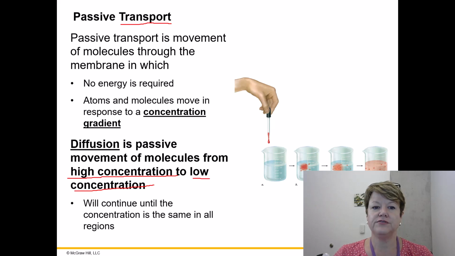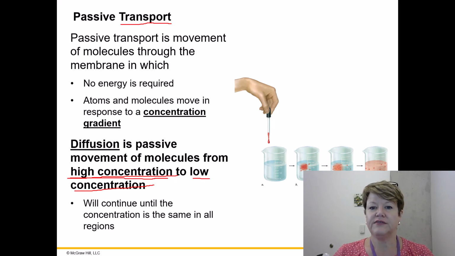And so diffusion is the specific name for the movement of molecules. Diffusion, though, doesn't have to be across a membrane. It can just be any movement. So we'll be talking about passive transport, where we're going to have something moving across a membrane, but it's going to be moving passively from its area of high concentration to its area of low concentration across the membrane.